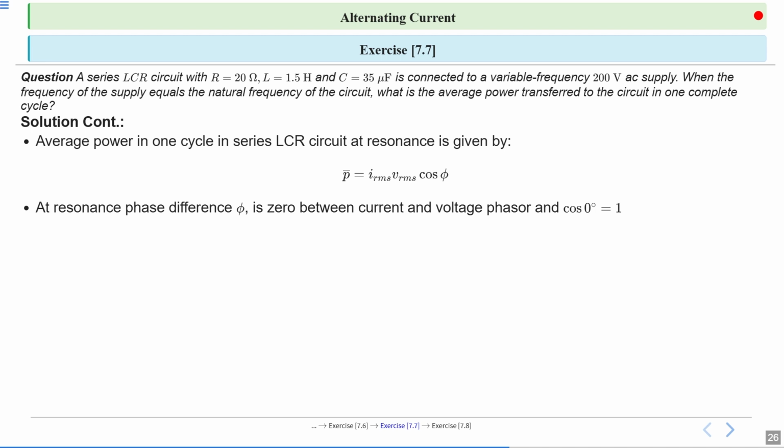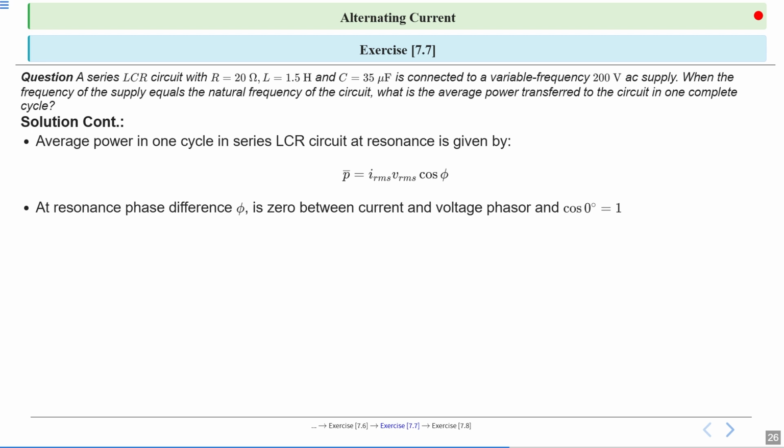At resonance, the phase difference phi is 0 between current and voltage. At resonance, the circuit starts behaving like a purely resistive circuit, and in a purely resistive circuit, the phase difference between voltage and current is 0. That means cos phi will be equal to 1.